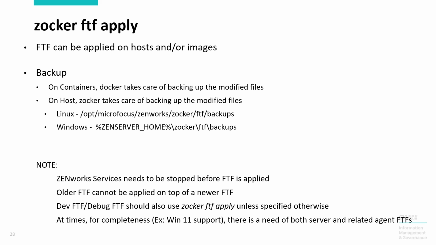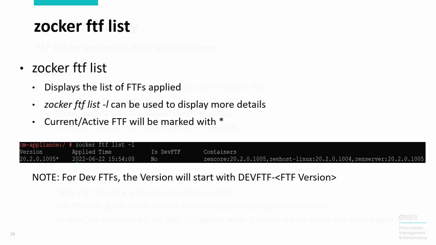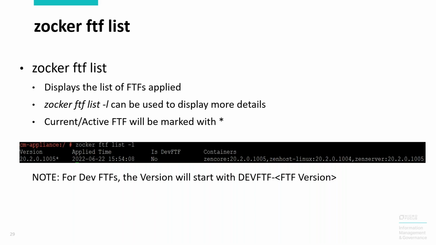That's the benefit of Zocker compared to the old way of doing it, where in the description you always had to manually back up your old files. We now have this versioning system basically built in that will provide you with the Zocker updates. You can actually see what patches are installed. If you do a Zocker FTF list, it will show you what patches are installed. If you do have developer FTFs, they will be listed separately, and they will have dev FTF within the name. So it's easy to recognize if you've got developer FTFs available. That's the dev FTF file that you see.